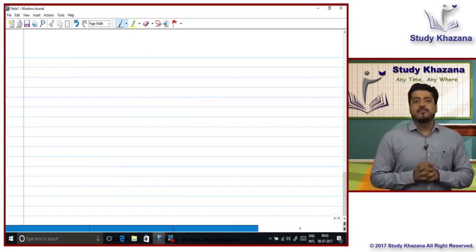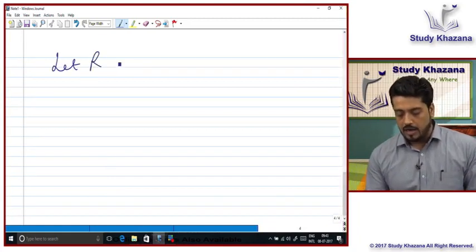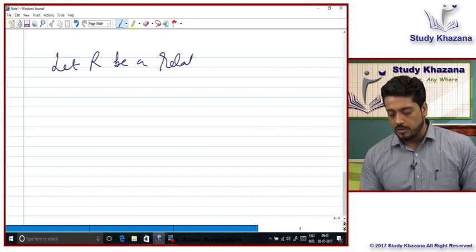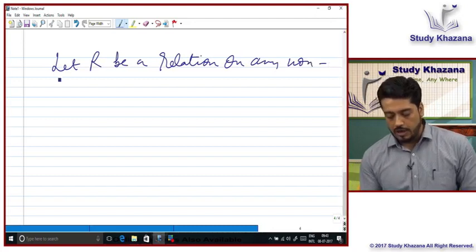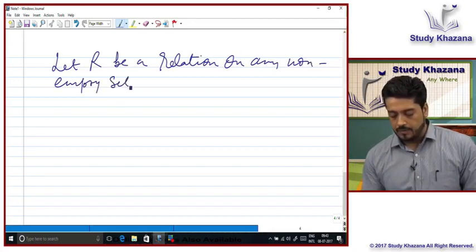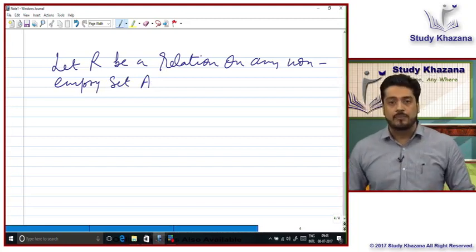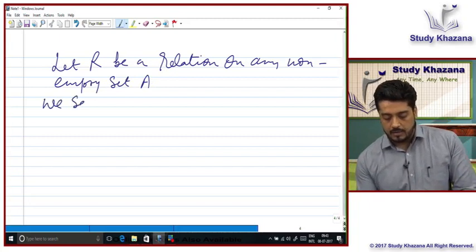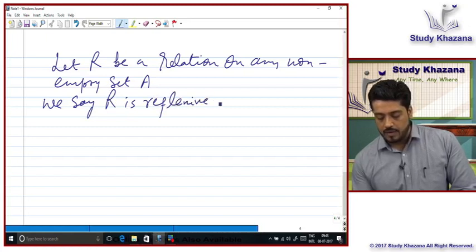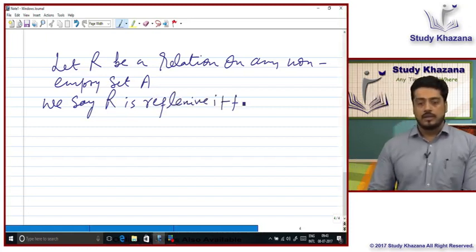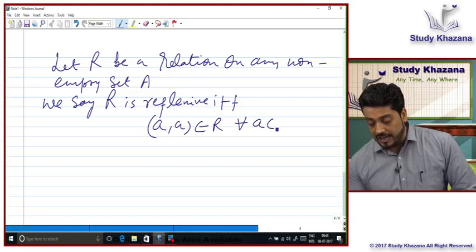Okay, let me explain. Suppose R is a relation on any non-empty set A. That is, it is very clear from the definition that R is a subset of A cross A. We say R is reflexive if and only if (a, a) must belong to R for every a in A.